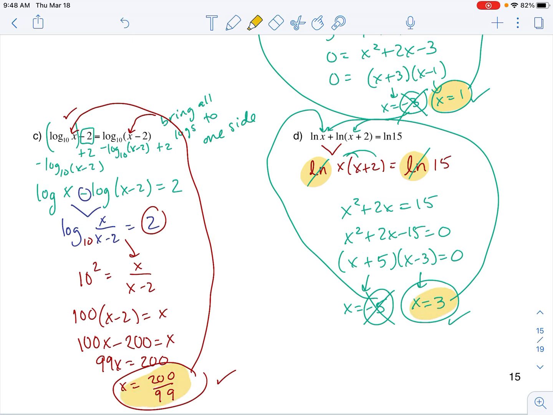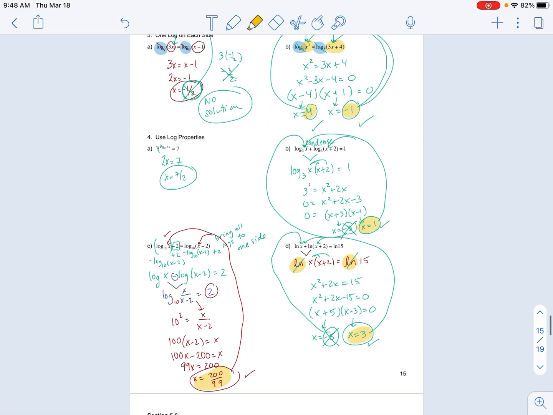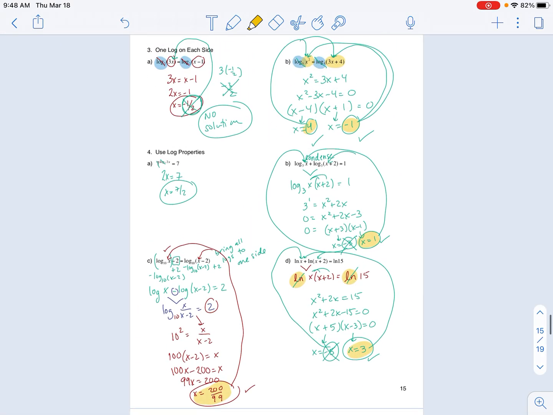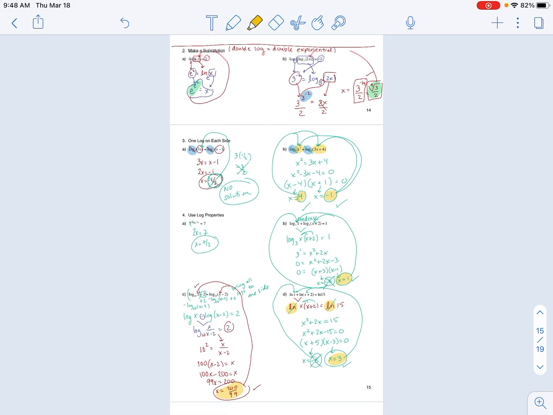I know I went through those very quickly, so that's why it's a video. You can and should pause, rewind, copy again, go back and double check that this makes sense. But those are your log equations. The biggest thing to remember anytime there's a log, you have to check your answer, making sure that your argument is always positive.